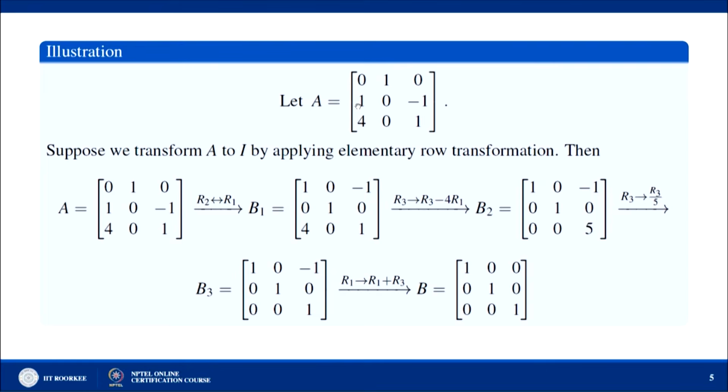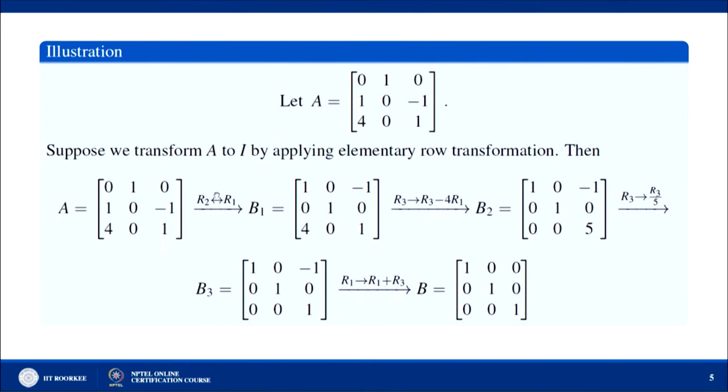Now, let us take a second example. Here A is this matrix. Suppose we want to transform this A into I by applying elementary row operations. How will you make this an identity matrix by applying elementary row operations? You see, the first element is 1 here, which is a non-zero element. You first interchange this row with the first row, that is, you interchange R 2 and R 1, and you will obtain a new matrix B 1, which is 1 0 minus 1.